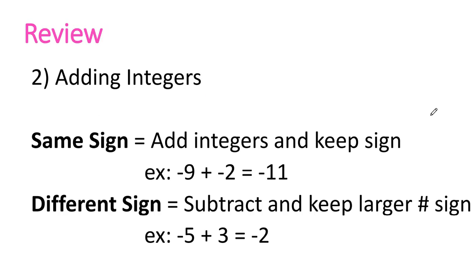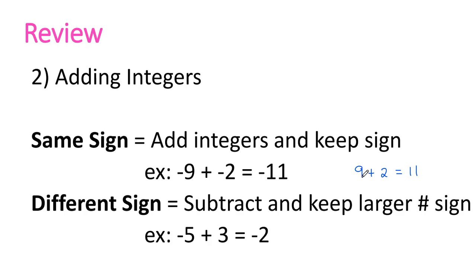Then we learned how to add integers. We learned the integer rules for adding, which tell us that if the signs are the same, we just add our integers and keep the sign. So for example, if we're adding two negative numbers, -9 plus -2, the result will stay negative. Conversely, if we add a +9 plus a +2, the answer will stay positive.